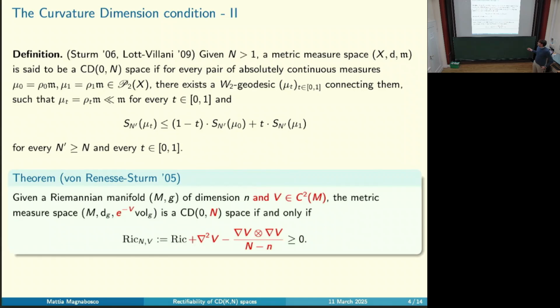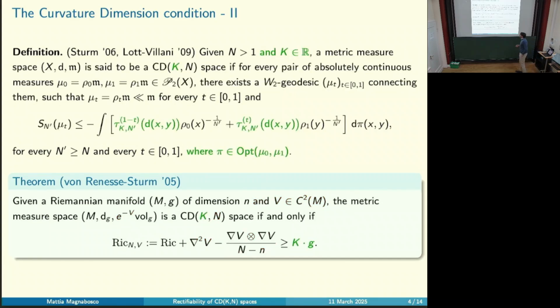Indeed, this fundamental theorem by von Renesse and Sturm also holds in greater generality, for example, for a weighted Riemannian manifold, so manifolds in which we also add a weight in front of the volume measure of this type. Now, the right Ricci curvature tensor we have to consider is this generalized one. But considering the right Ricci curvature tensor, we still have our equivalence result. So a weighted Riemannian manifold is CD(0,N) if and only if this generalized Ricci curvature tensor is greater than or equal to 0.